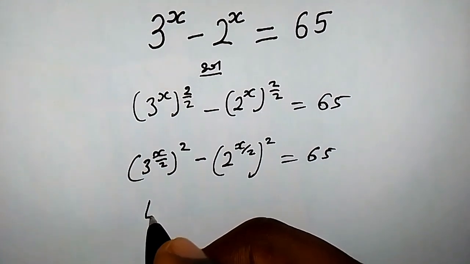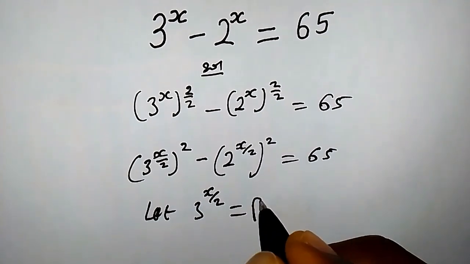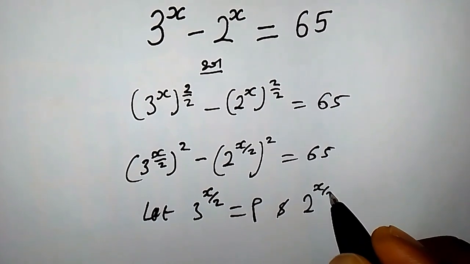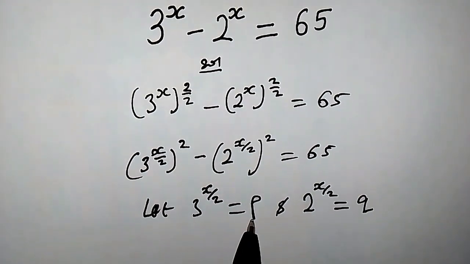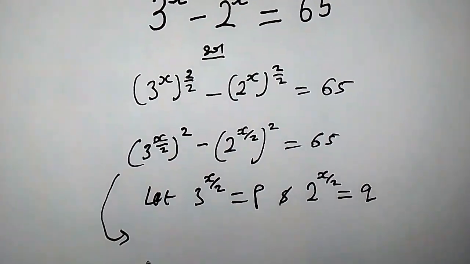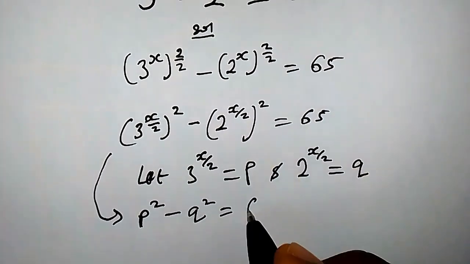Now let 3 to the power of x over 2 be equal to p, and 2 to the power of x over 2 be equal to q. So anywhere we see this, we are going to replace it with p. Likewise, this one with q. So from here, we're going to have p square minus q square, which is equal to 65.